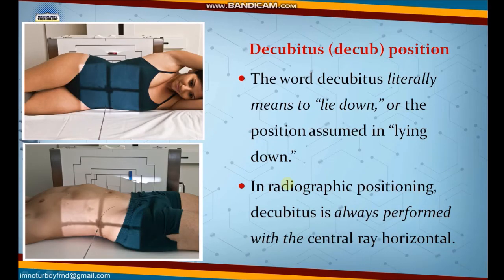Next, we have the decubitus or decube position. So decubitus is basically lying down in any position, almost the same as recumbent, except that in radiography, we use the decubitus term when we image body parts or the torso with a horizontal X-ray beam. As described here below, in radiographic positioning, decubitus is always performed with the central ray horizontal.